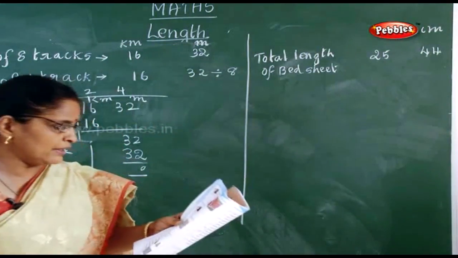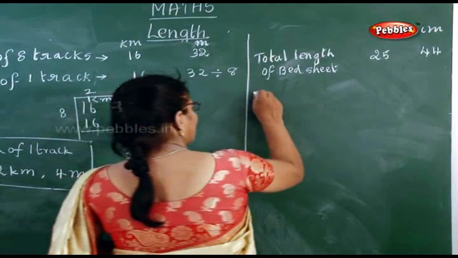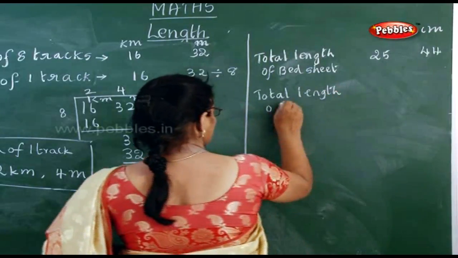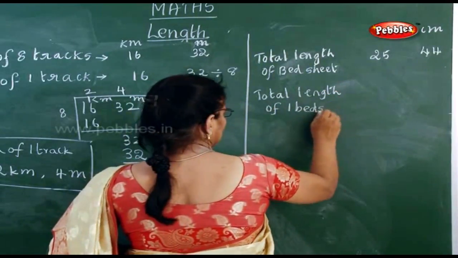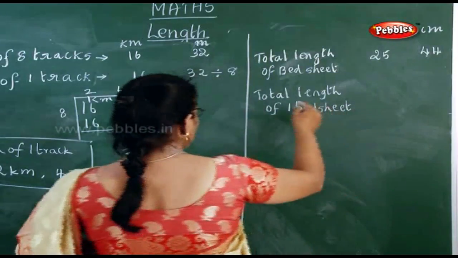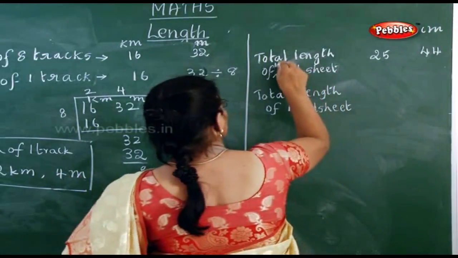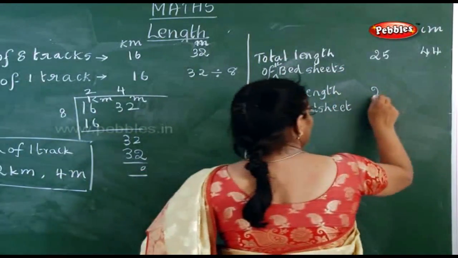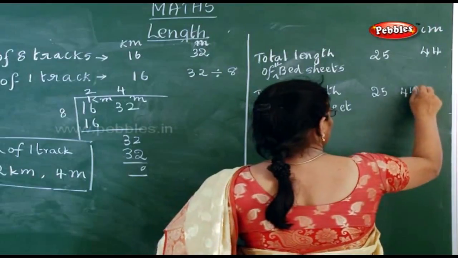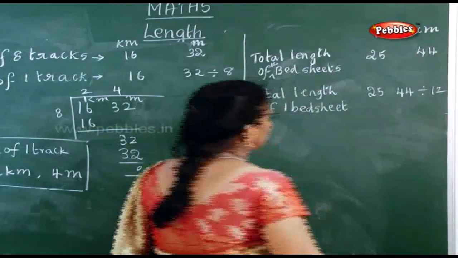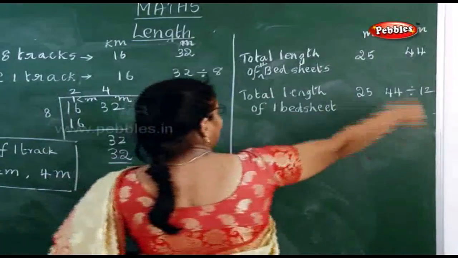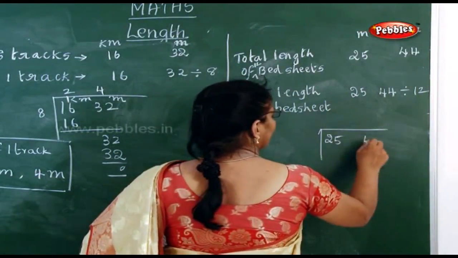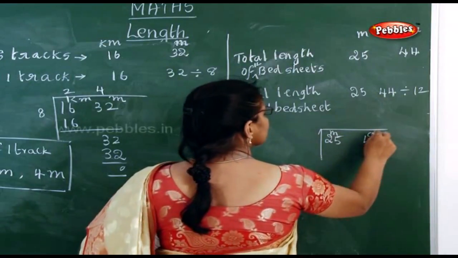Now, what is the length of one bedsheet? So immediately again here you have to write total length of one bedsheet. Here total length of 12 bedsheets, and here it is one bedsheet. Now what you have to do? 25, 44 divided by 12. You have to divide by 12 because for one bedsheet if you want to find it, you have to divide by 12. Now what will you do? 25 here and 44 here. It is meter and centimeter.